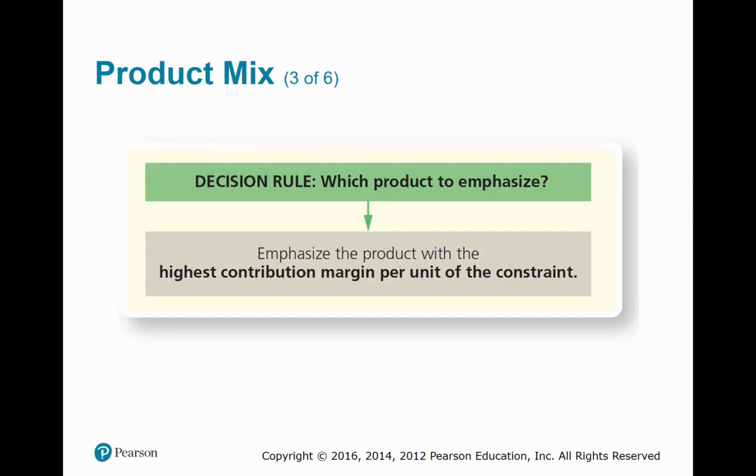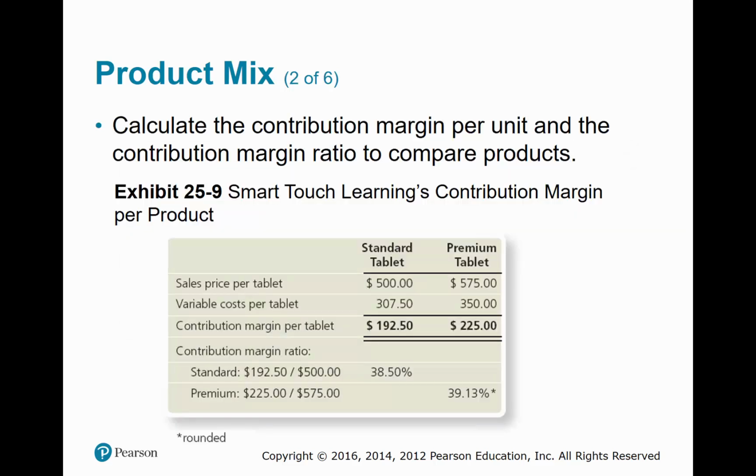So what do we emphasize? We emphasize the product with the highest contribution margin per unit. So in this case, maybe the only reason premium tablets weren't looking good on paper before is because they had been allocated such a high portion of the fixed costs, because at the variable level, they actually make more money per tablet. So if we can sell more of them, we'll be better off.